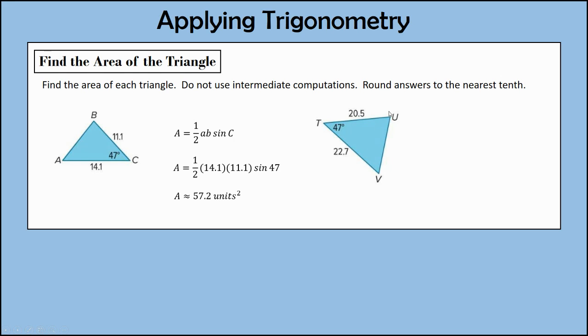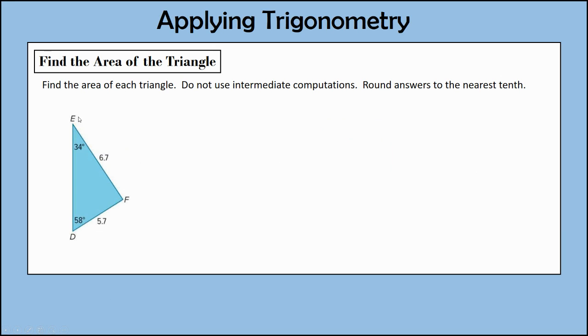This is not a right triangle. We don't have a height of the triangle given to us, so we can use this new formula. I know two side lengths, the 20.5 and the 22.7, and I have the included angle, so that fits the formula: 1/2 A times B times the sine of C. So A I called 22.7, B I called the 20.5, the included angle is 47. And again, you want to do all this at once in your calculator to get the most accurate possible answer, 170.2. Okay.